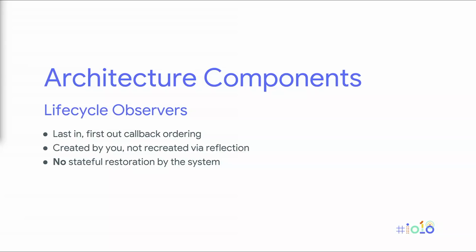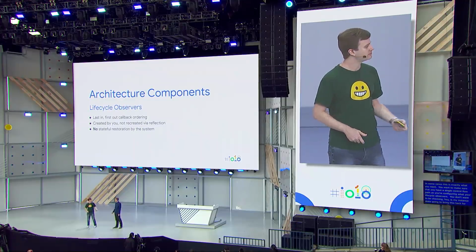Now, again, in some cases, this is exactly what you want. You want to make sure that you have a single control flow path as you're configuring your lifecycle observers. You don't want to be checking, hey, is my instance state going to bring this back for me? I don't want to end up with two of these things, and so on and so forth.